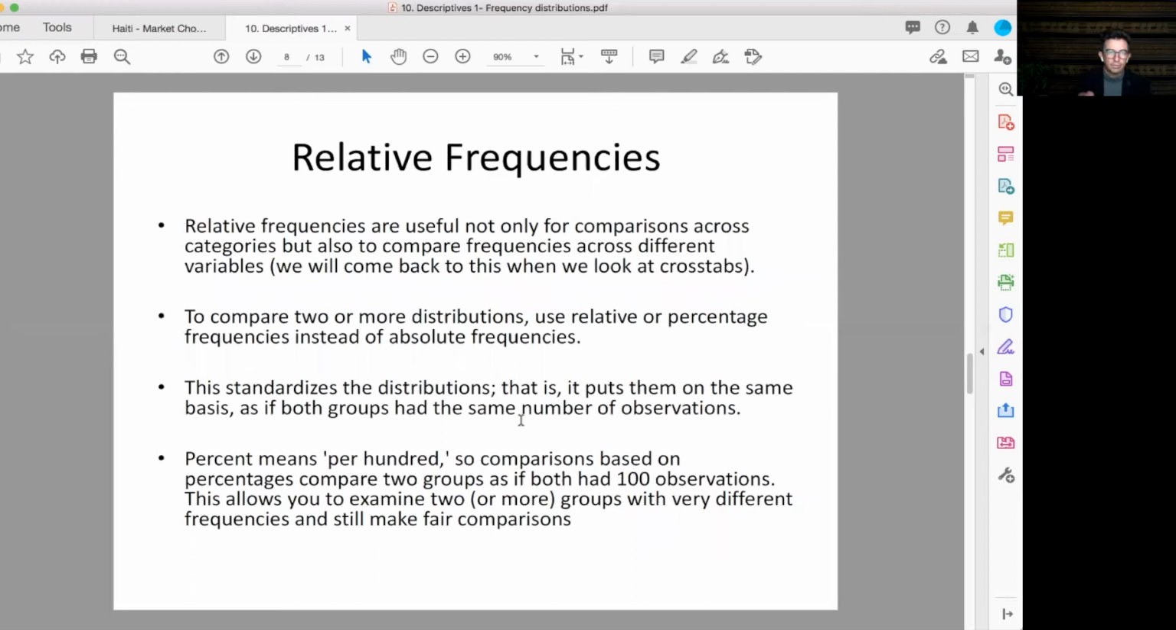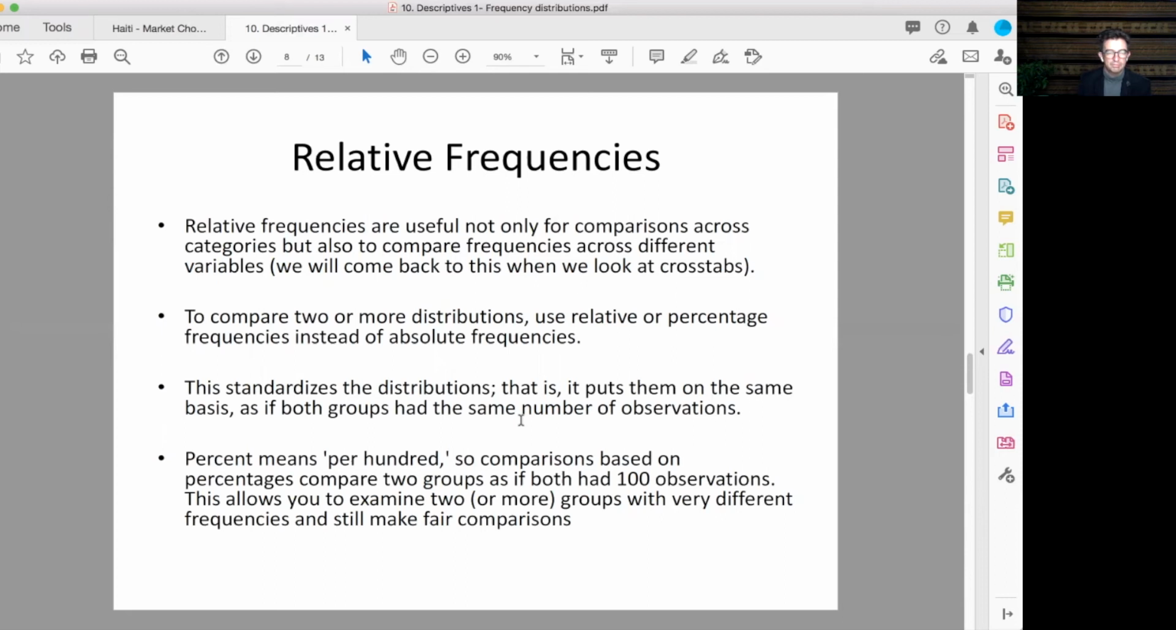Now, relative frequencies are more useful than absolute frequencies, because we can use them for comparisons across categories and we can compare frequencies across different variables as well. To compare two or more distributions, we have to use relative frequencies rather than absolute frequencies, because percentages standardize distributions. They put them all on the same basis.